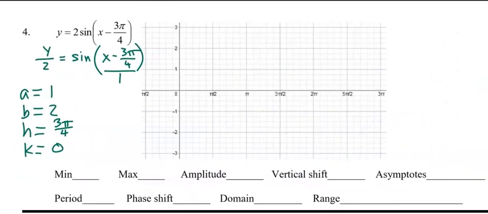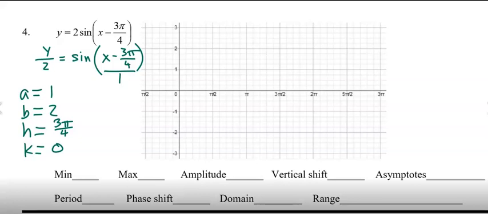Graph it. Find your center line of your wave. Think about period. Think about amplitude. Find your HK. Determine whether HK is on the wave or under the max.